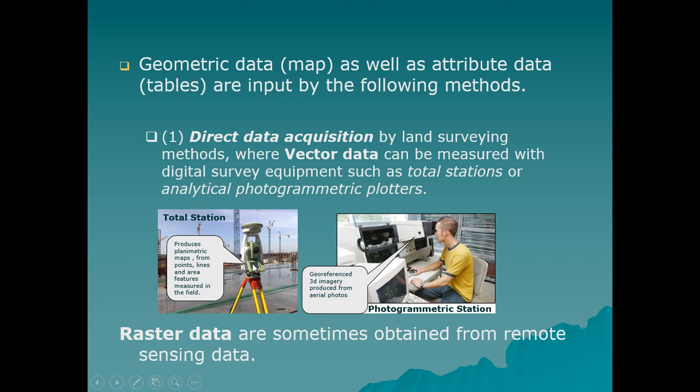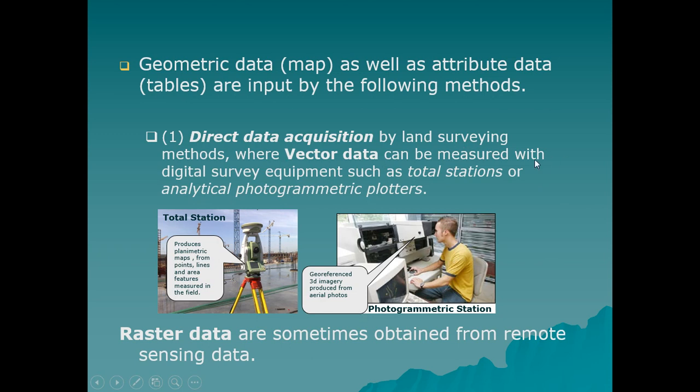Then there's a total station instrument mounted on top of it, and this instrument allows the surveyor to collect measurements of points, lines, and area features, just as we have them in GIS, but those measurements can be captured in a digital form that can go directly into your GIS database. So as indicated here, this type of data collection would directly produce vector data.